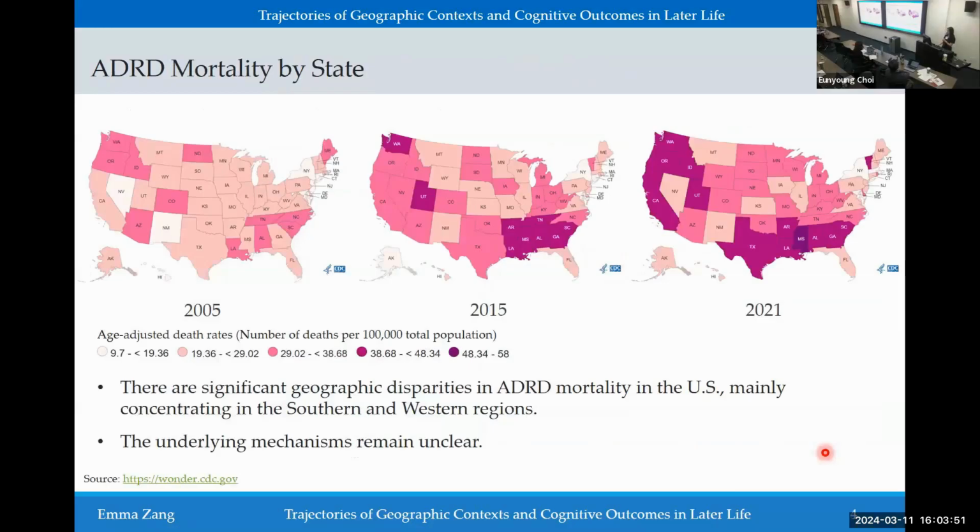There are significant geographic disparities in ADRD-related mortality in the United States, mainly concentrated in the southern and western regions. However, we don't know the reasons, and there are two major hypotheses. The first hypothesis, which is the dominant one, is that something is going wrong in the South and in the West that is really bad for people living there in terms of their cognitive health. The alternative hypothesis is that people who have worse cognitive health self-select to move to the West and the South. So we don't know which hypothesis is more true.